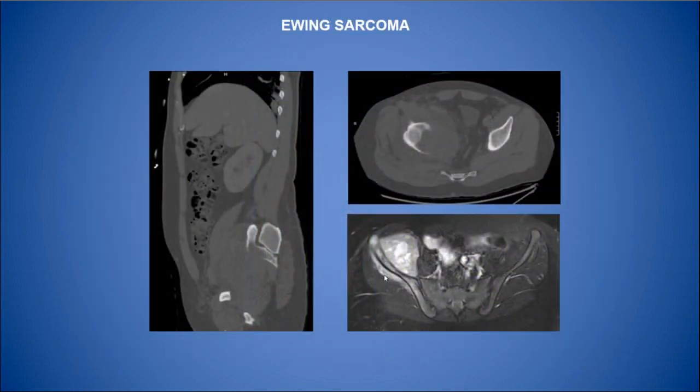And here we see CT and MRI showing us soft tissue extension of the tumor. MRI is much better because you can see how much involvement of the medullary cavity you have, as well as the associated soft tissue mass, which is appreciated better here on a fluid-sensitive sequence.